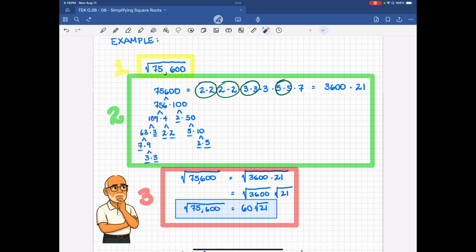Now that I have all my prime factors, which I underlined as I went through and constructed the factor tree, I'm going to take these numbers and place them in numerical order up here, saying that 75,600 is going to be 2 times 2 times 2 times 2 times 3 times 3 times 3 times 5 times 5 times 7. Now, notice that all of these numbers are represented up here.